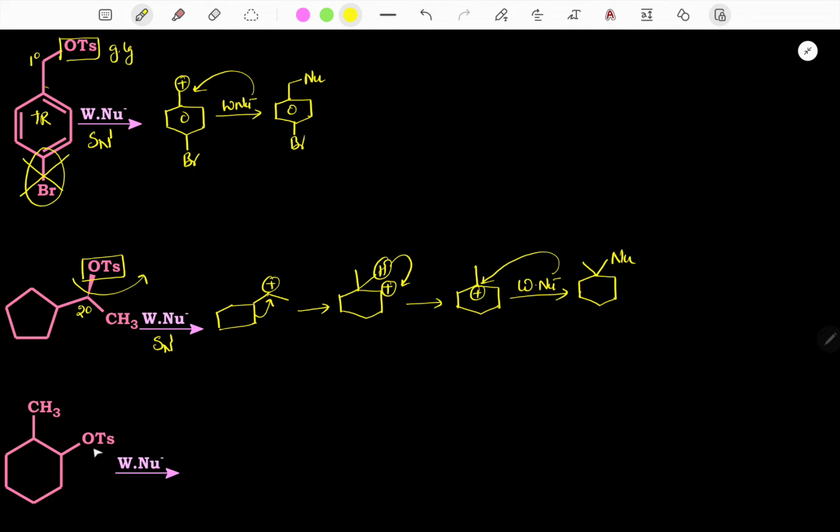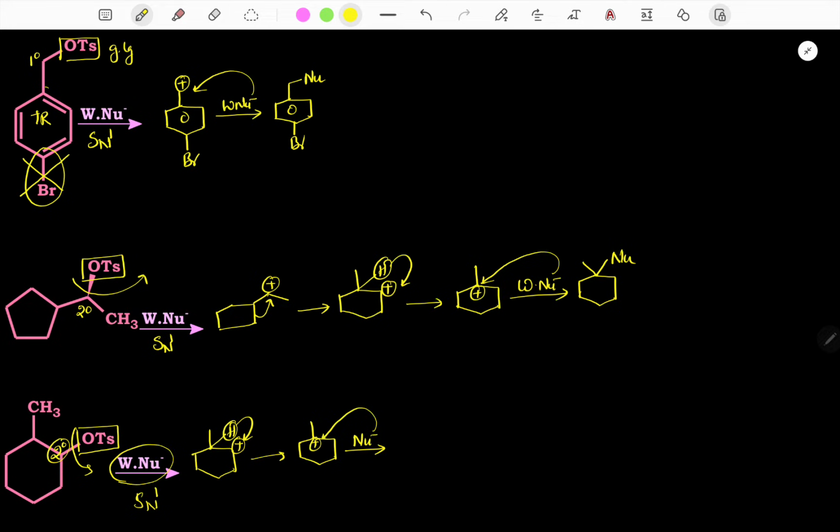Next one, secondary carbon having the good leaving group reacts with weak nucleophile. Weak nucleophile prefers SN1 mechanism. Therefore it loses the leaving group and forms the corresponding carbocation. And of course here hydride shift takes place and finally forms a stable carbocation. Now this stable carbocation reacts with the weak nucleophile and finally it gives the corresponding nucleophilic substituted product.